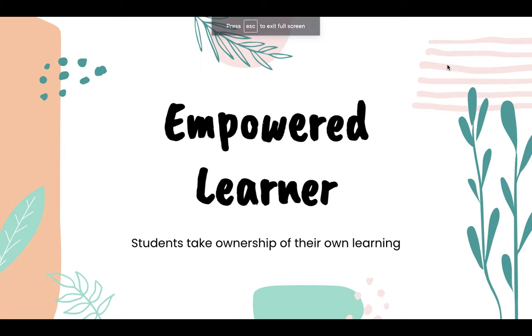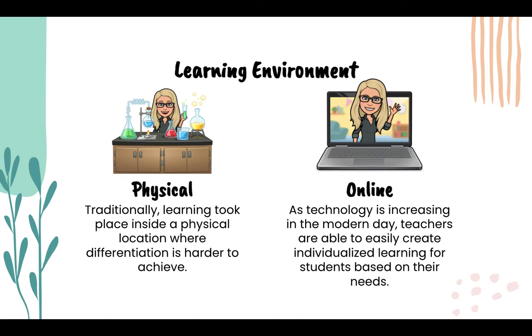Hello, everyone. Today we are talking about the empowered learner and how students can take ownership of their own learning. There are two different types of learning environments that you find in a classroom, like the physical classroom, which is what you're traditionally used to, where learning took place inside that physical location. And differentiation was harder to achieve because everybody was learning from the teacher standing at the front of the class.